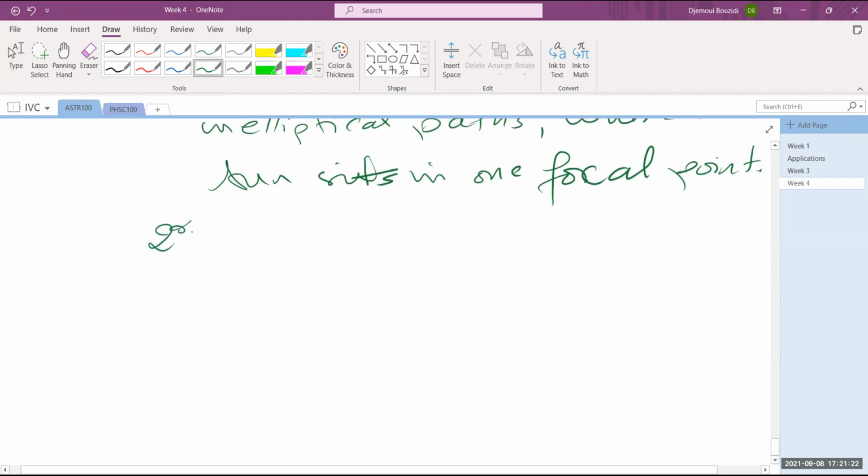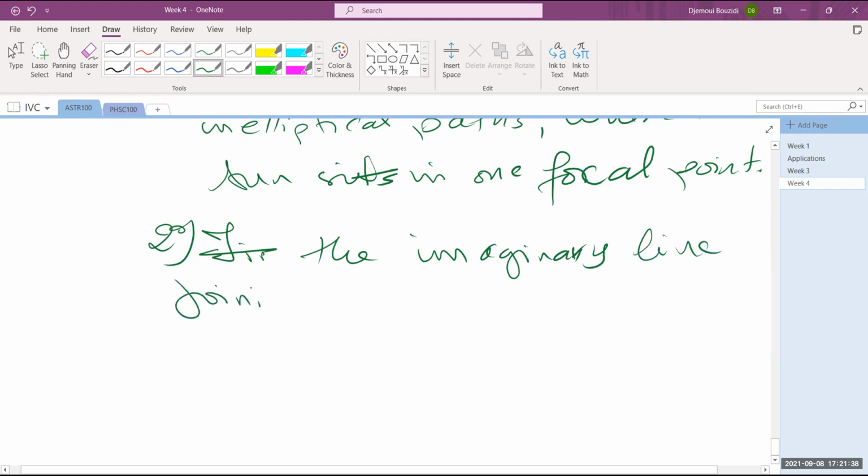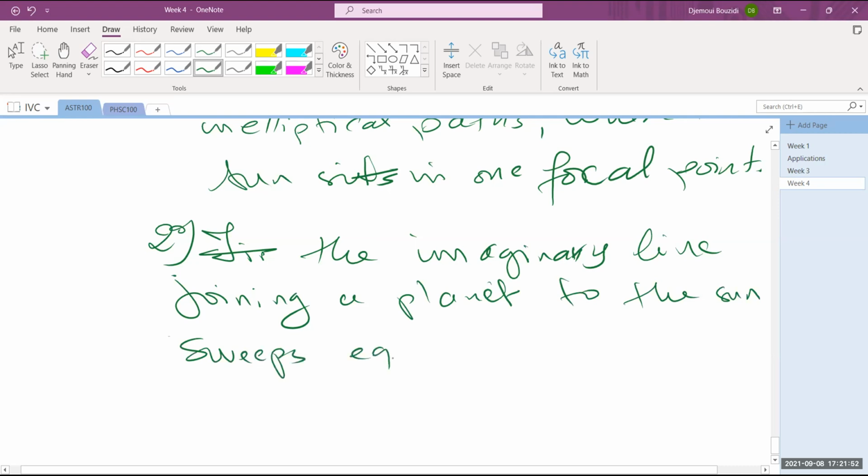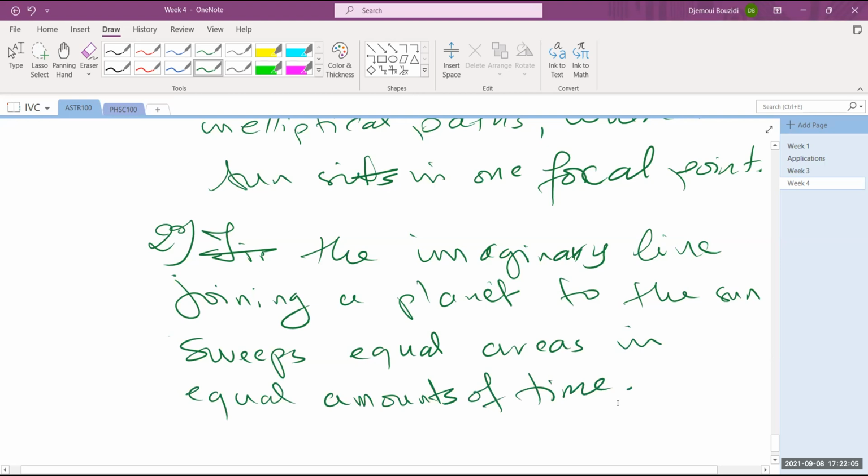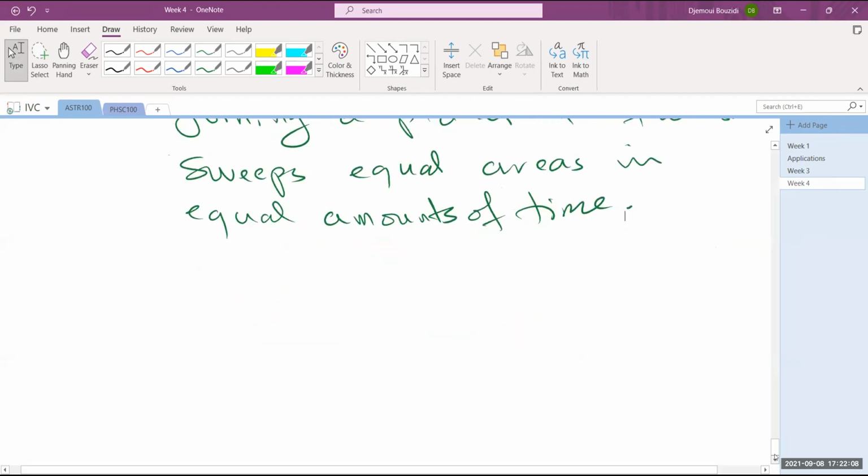Law number two, the imaginary line. So let me rewrite it. The imaginary line. So I'm trying to say in here, it's not a real line, it's just basically a mathematical line. The imaginary line joining a planet to the sun, it doesn't matter which planet that is, sweeps equal areas in equal amounts of time. Okay.